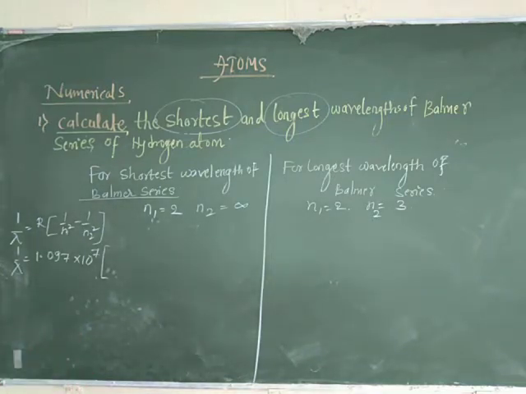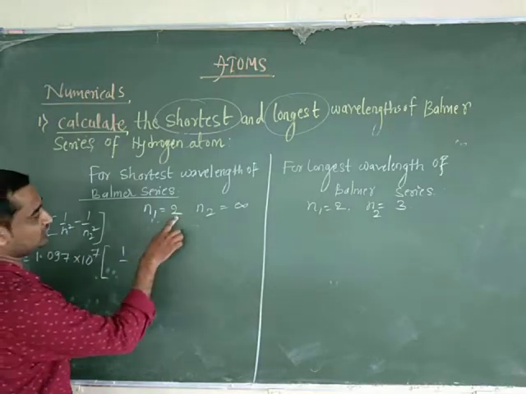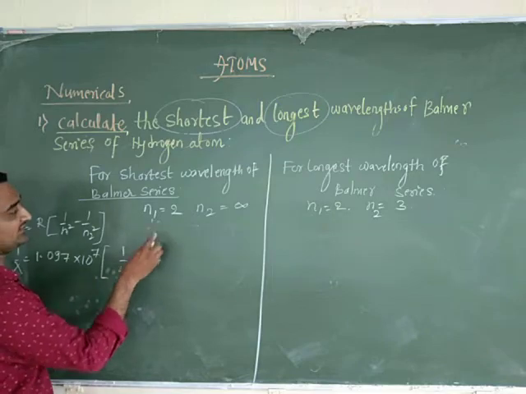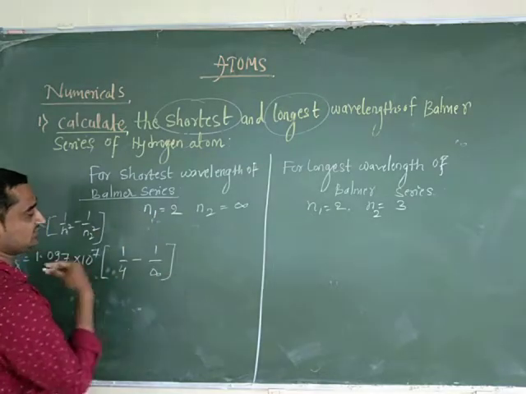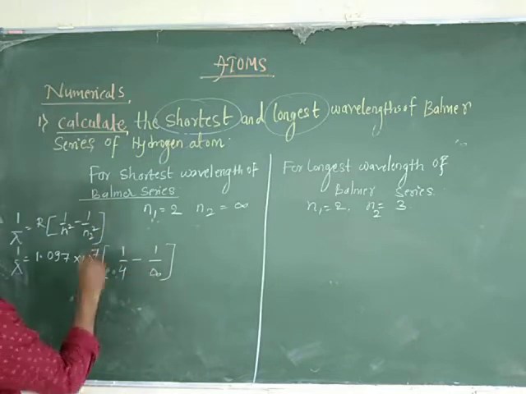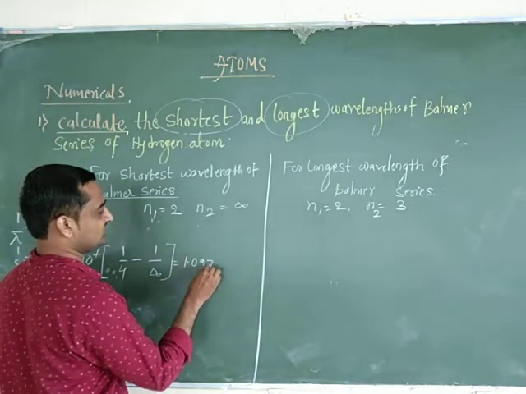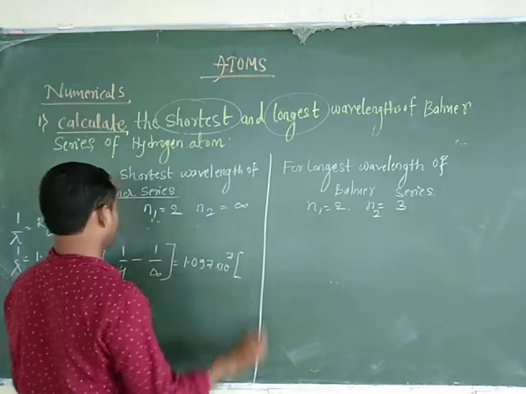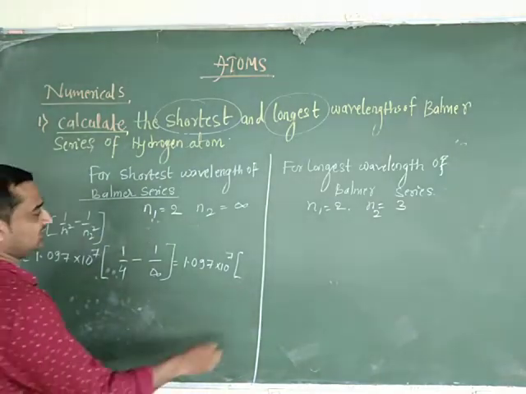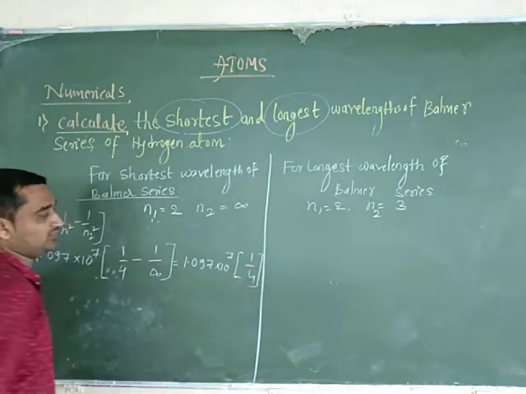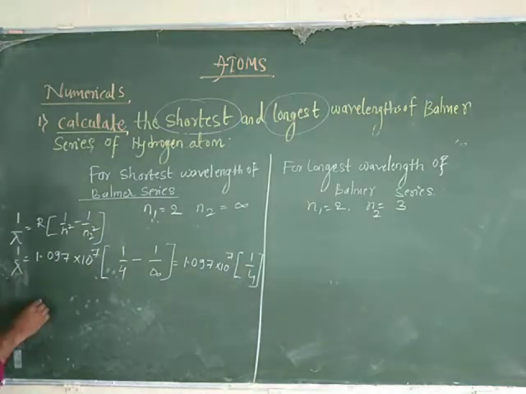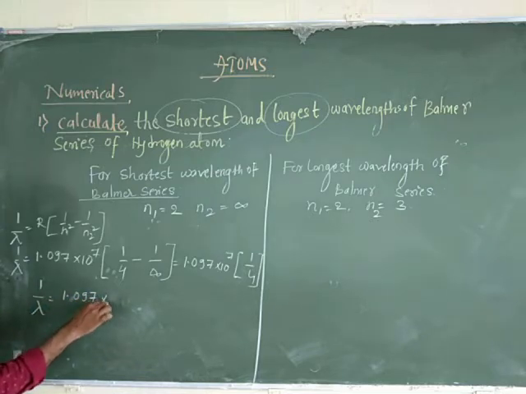1 divided by N1 square is 1 divided by 2 square, that is 1 by 4. Minus 1 divided by infinity square, and 1 divided by infinity is 0. So this is equal to 1.097 into 10 to the power 7 into 1 divided by 4. This is 1 by lambda. Therefore, 1 divided by lambda is equal to 1.097 into 10 to the power 7 divided by 4.